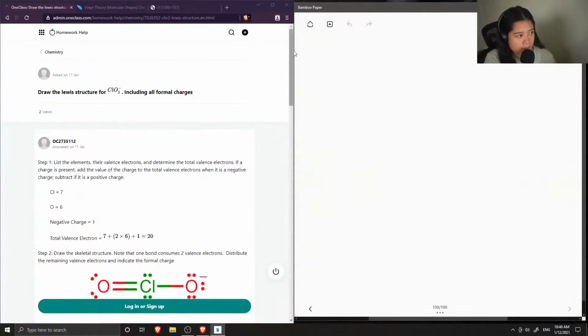Okay, so question 5. Draw the Lewis structure of ClO2-, including all the formal charges. So first, let's find the total valence electrons for this ion.